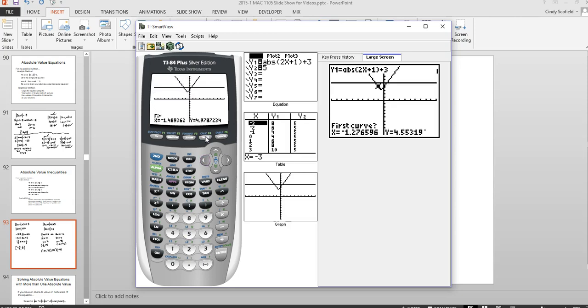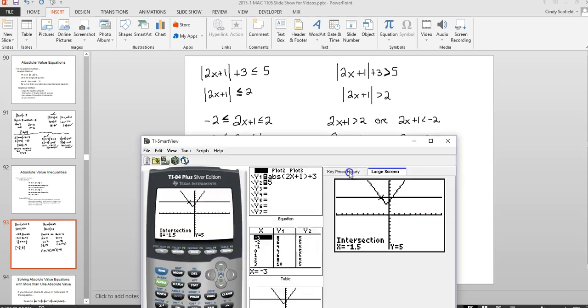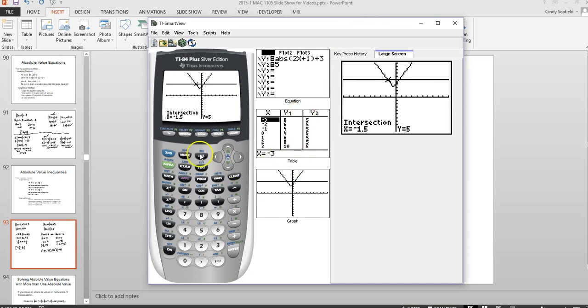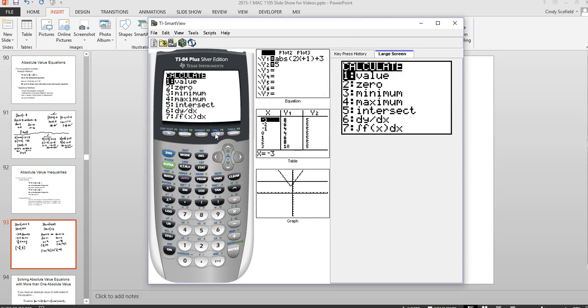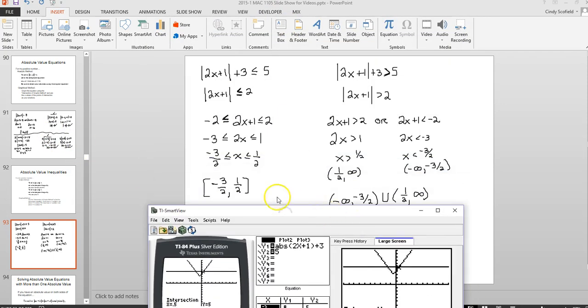I'll move over closer to the left intersection. Enter, enter. That one's giving me -1.5, which doesn't surprise me because -3/2 is -1.5. And then the other intersection, do that. Let's move over closer to that point of intersection. Enter, enter, enter. And I get 0.5. Doesn't surprise me because that's positive 1/2.